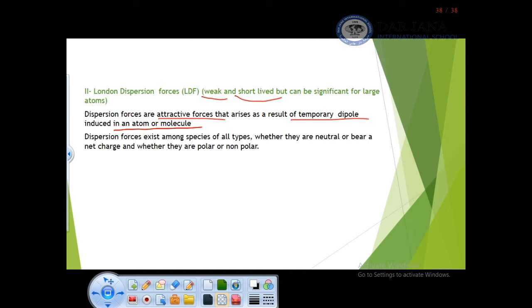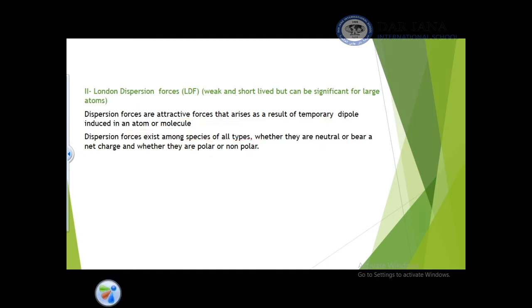Dispersion forces exist among species of all types, whether they are neutral or bear a net charge, and whether they are polar or non-polar. Let's move to the next slide.